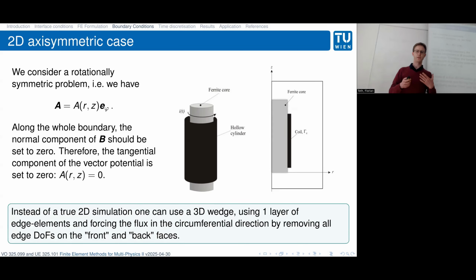And instead of a 2D simulation, you can also use 3D edge elements. Use a wedge that is a small angle cutout with 1 layer of 3D elements. And for the front and the back faces of this wedge, you remove all edge degrees of freedom. So what remains are only the circumferential edge degrees of freedom, which then corresponds to the degrees of freedom in a true 2D setting.